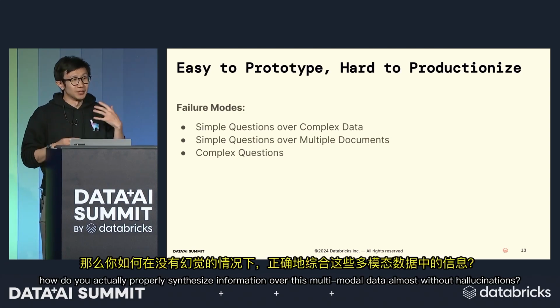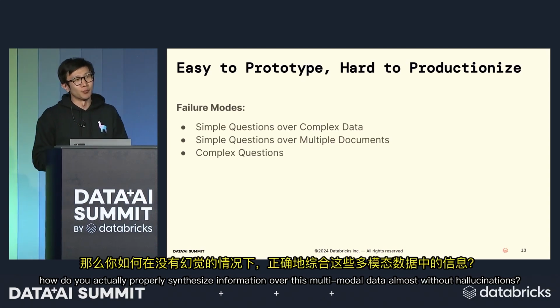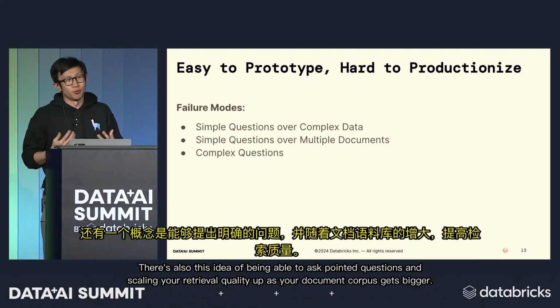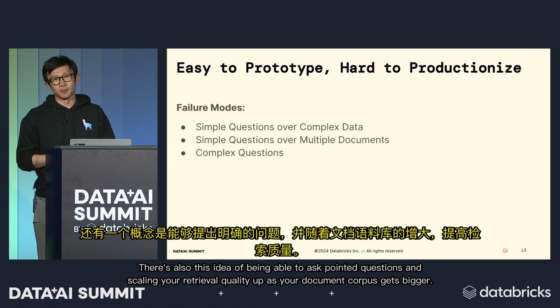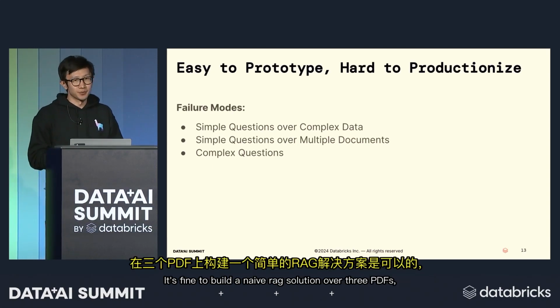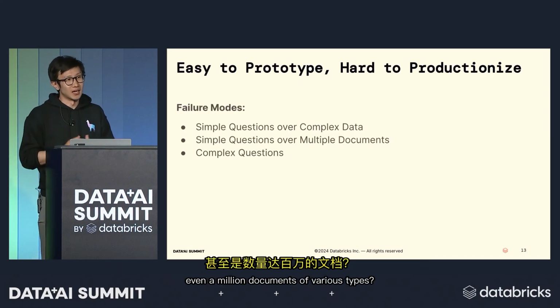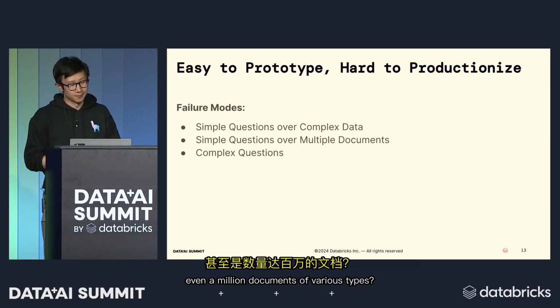How do you actually properly synthesize information over this multimodal data almost without hallucinations? There's also this idea of being able to ask pointed questions and scaling your retrieval quality up as your document corpus gets bigger. It's fine to build a naive RAG solution over 3 PDFs, but how do you actually build RAG over 10, 100, 1,000, even 1 million documents of various types?